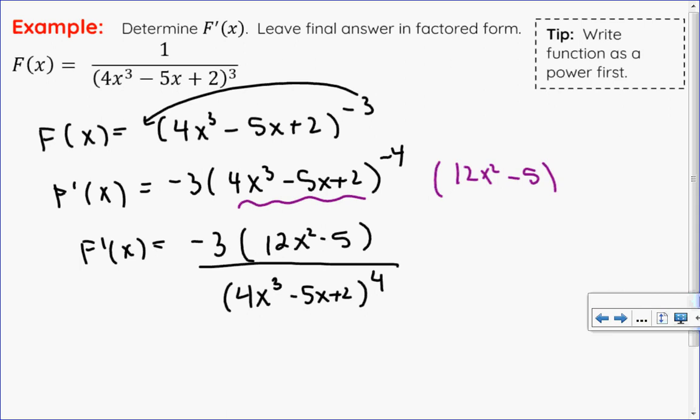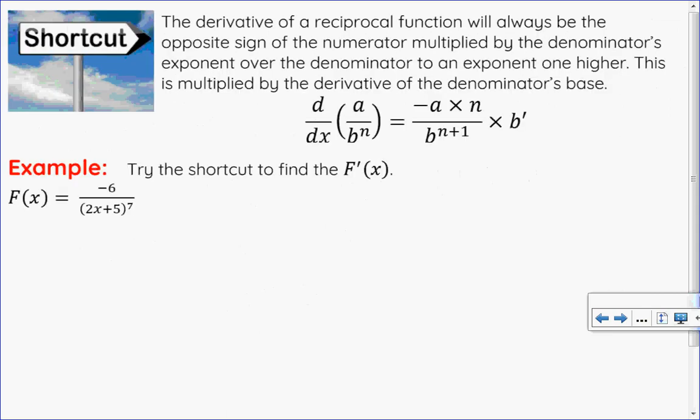Now, a little shortcut that I want to share with you, I noticed that for reciprocal functions, a pattern started to emerge. So again, this is a little shortcut. If you'd like to use it, you can. If not, you can always fall back on chain rule again. So the derivative of a reciprocal function, now this could be a 1 over, 2 over, negative 3 over, that's what I mean by a reciprocal function, is always going to be the opposite sign of the numerator multiplied by the denominator exponent raised by 1, and of course multiplied by the derivative of the denominator's base, still having that chain rule. So let me show you what that would look like in this derivative.